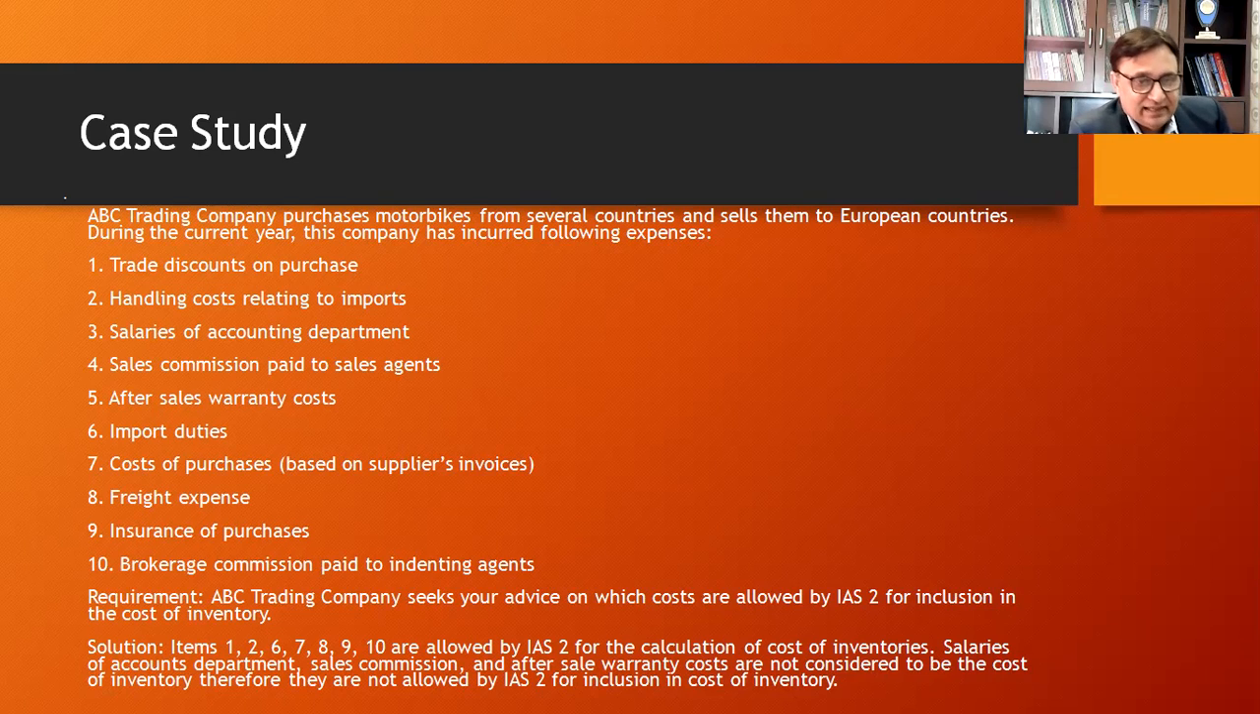So here, let us discuss the items. Item number one is trade discount on purchase. Item number two is handling cost related to purchase. Item number three is salaries of the accounting department, which is not included. Item number four, sales commission paid to the sales agent, is related to sales, so it is not included. After-sales warranty cost is also not a part of the inventory cost.